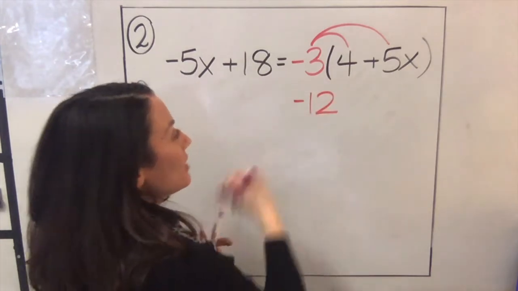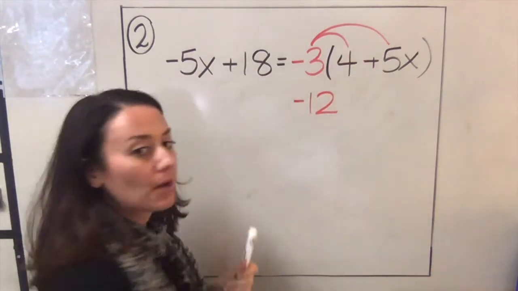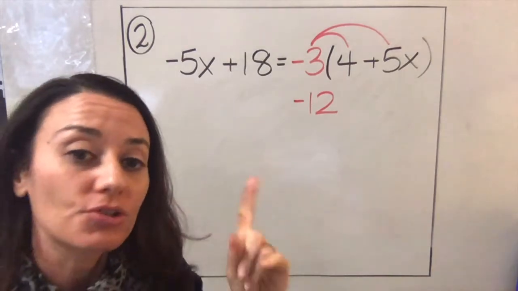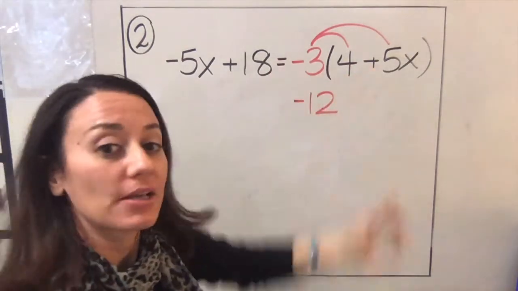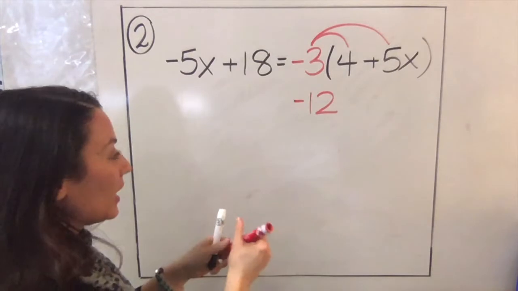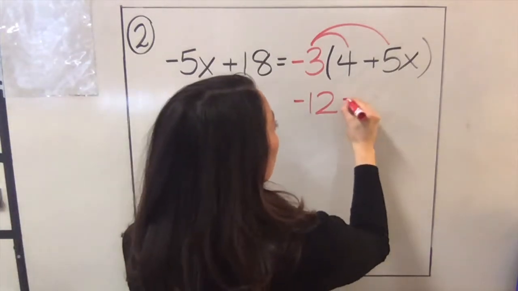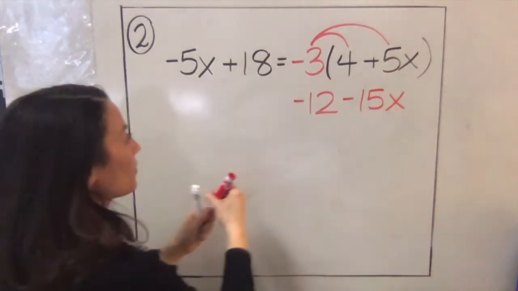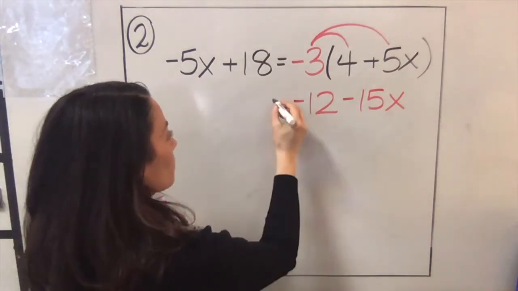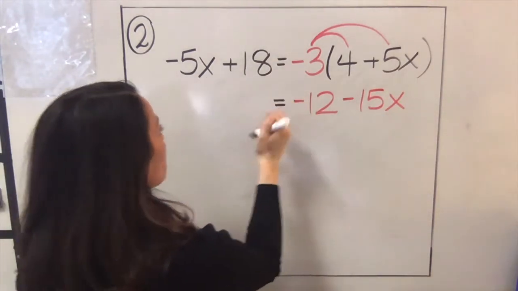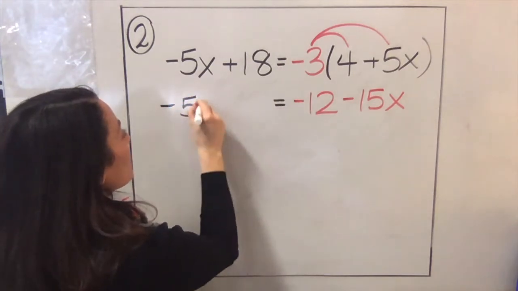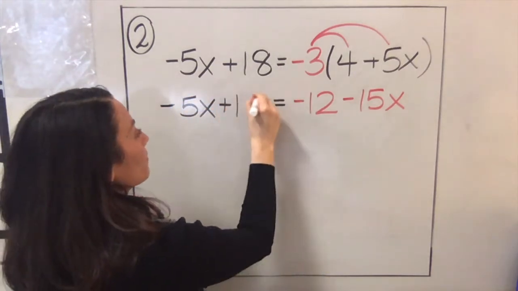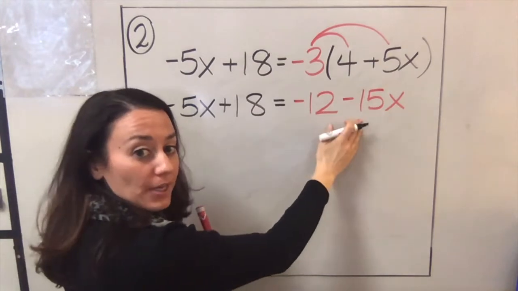Okay, and then what is negative 3 times a positive 5x? So you're still distributing that. Negative times positive is what? It's negative, but it's negative 15x. Don't forget the x. Okay, let's bring down the left side of the equation. Bring down the equal sign. We have negative 5x plus 18 now equals negative 12 minus 15x.